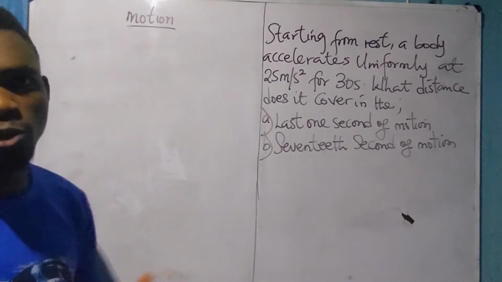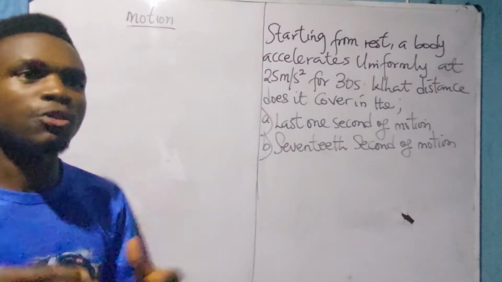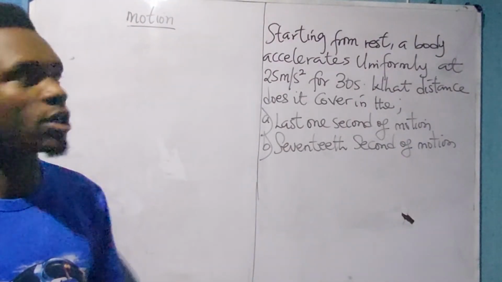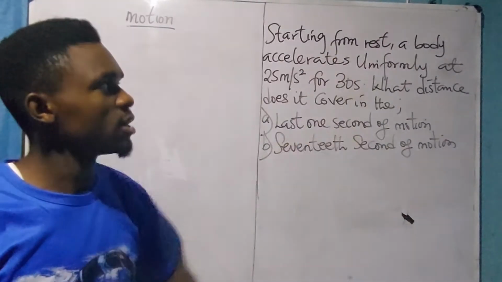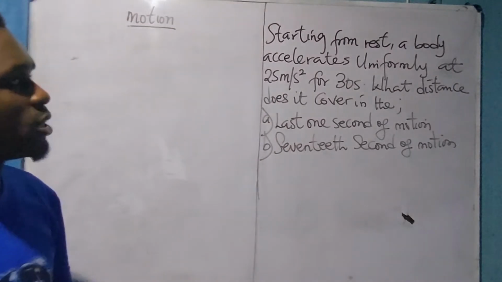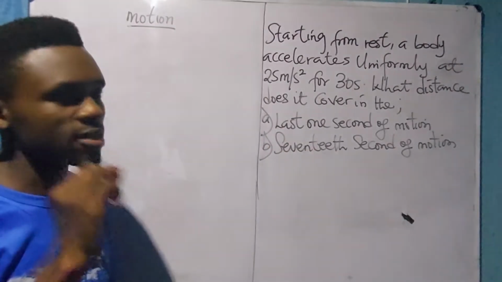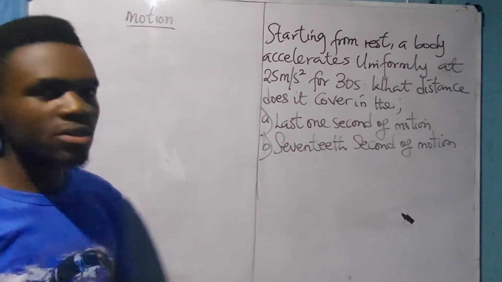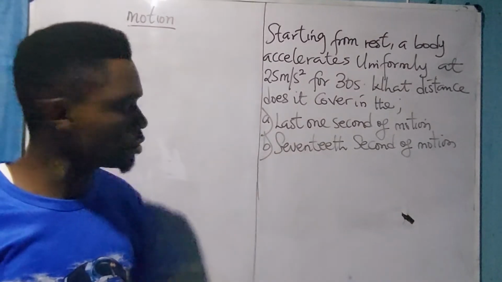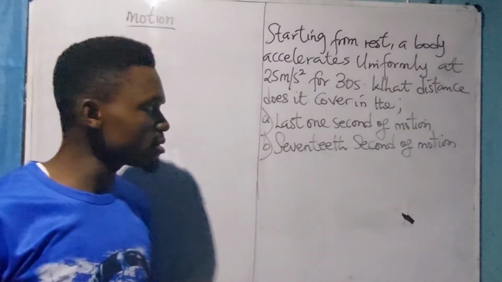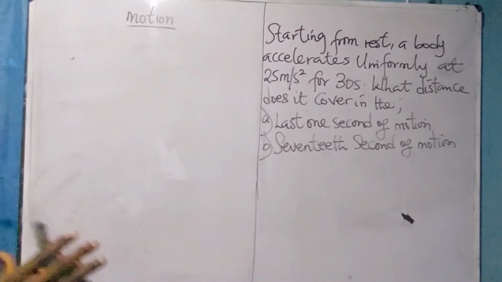Now, I'm still discussing motion. I've solved some questions on this topic, and more questions are yet to be solved, and videos have been uploaded on this topic. Now, you have on the board a question: starting from rest, a body accelerates uniformly at 25 meters per second squared for 30 seconds. (a) What distance does it cover in the last 1 second of motion? (b) What distance does it cover in the 17th second of motion?